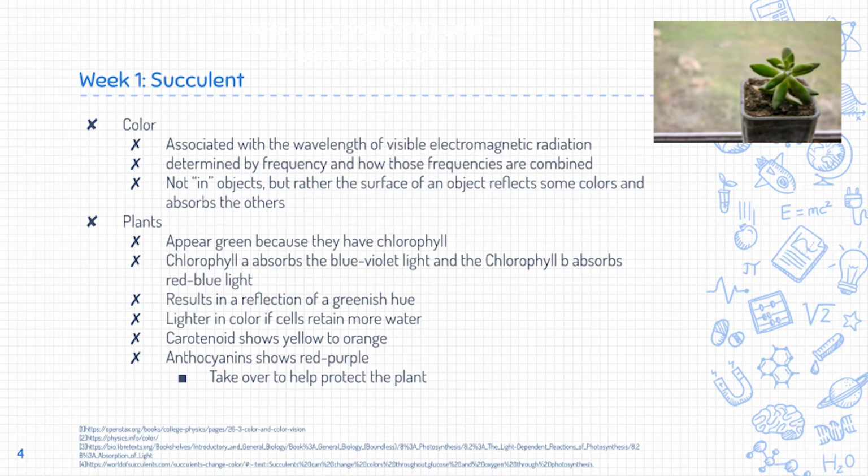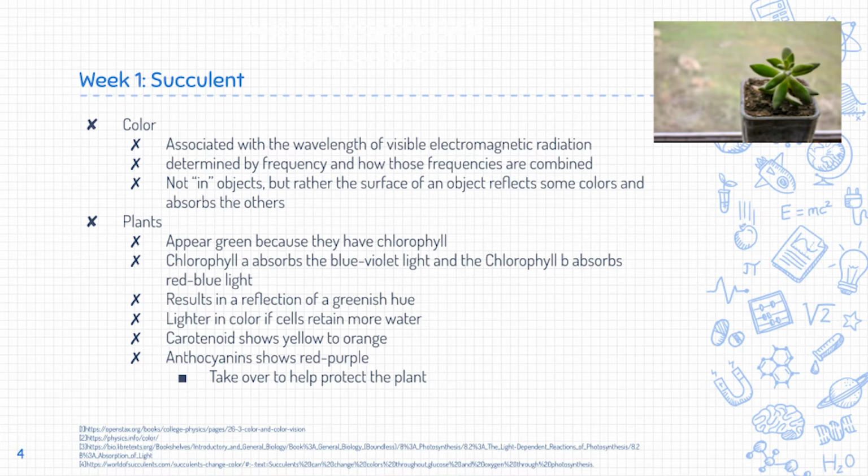Plants that get a lot of sunlight have more chlorophyll A and tend to be a lighter shade of green. Plants with more chlorophyll B have darker leaves. Some plants, like succulents, tend to be lighter in color overall as their cells retain more water, so the concentration of chlorophyll is less than other plants. However, chlorophyll isn't entirely responsible for the color of a plant or succulent. A pigment called carotenoid shows hues ranging from yellow to orange, and anthocyanin allows red-purple colors to be shown.